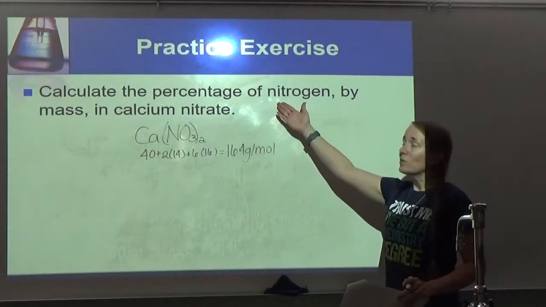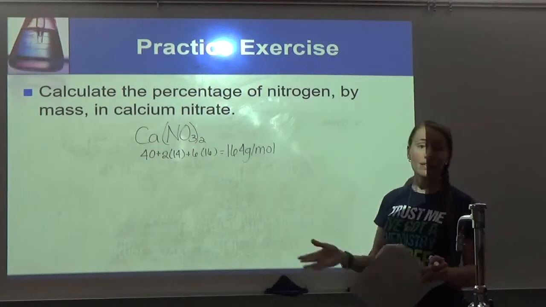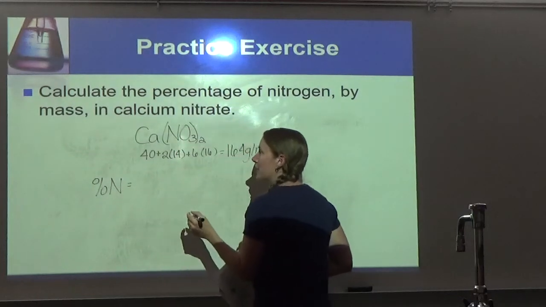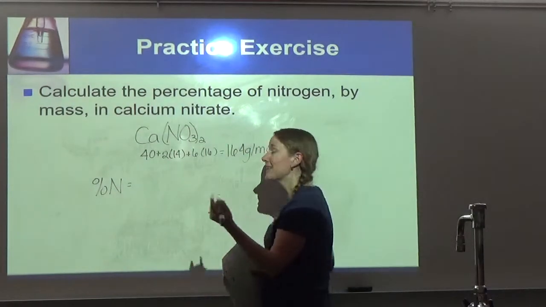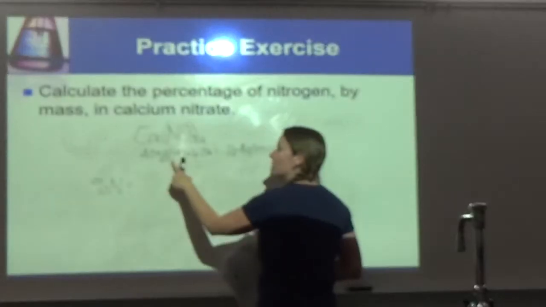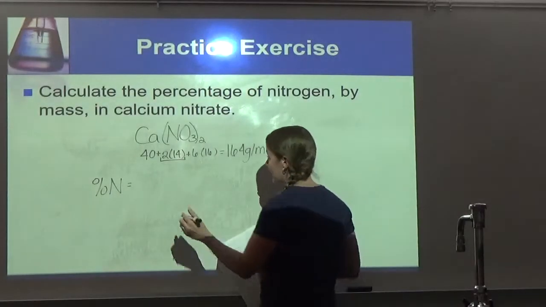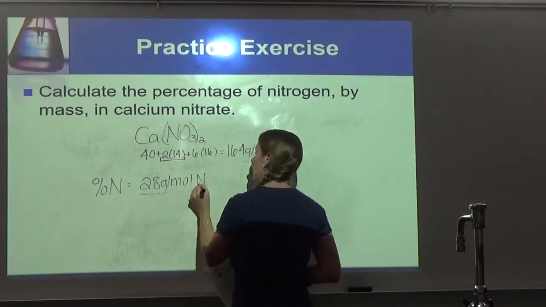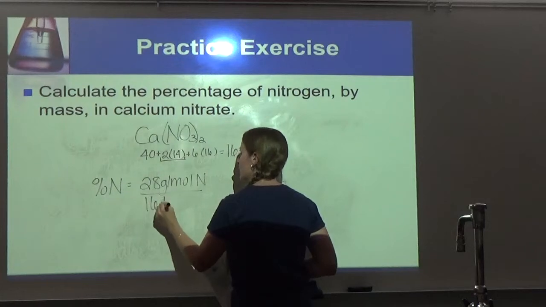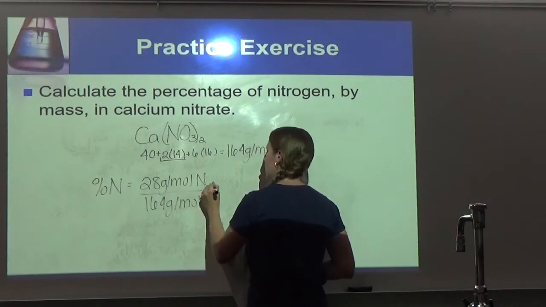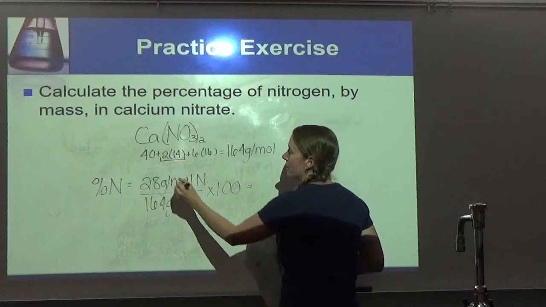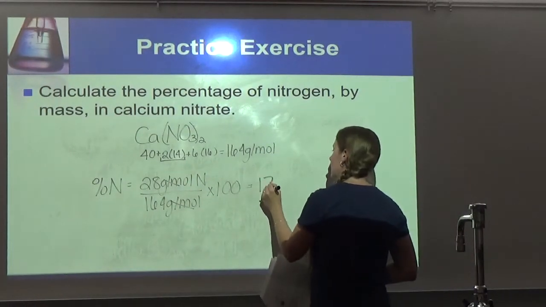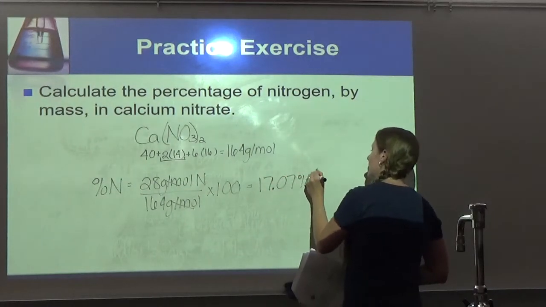Alright, so remember, it's only asking me about nitrogen, so I don't have to do calcium or oxygen. Okay, so I do my percentage of nitrogen, it's just my nitrogen. So remember, even though nitrogen's 14, that's not what I'm going to put at the top, because I have 2 nitrogens, so I'm going to put 28 at the top. So 28 grams per mole of nitrogen over my whole thing, which is 164 grams per mole times 100. And then my grams per mole cancel. And so once I divide, I end up getting about 17.07% nitrogen.